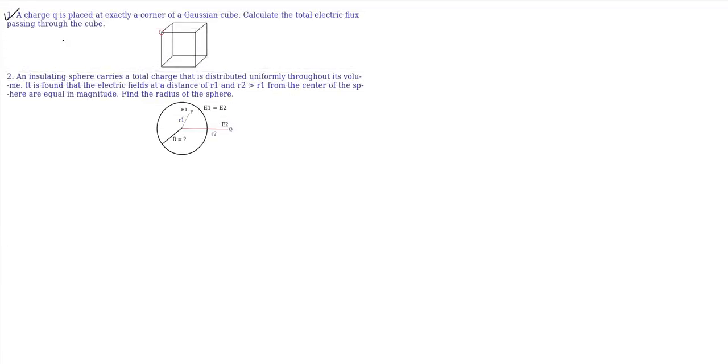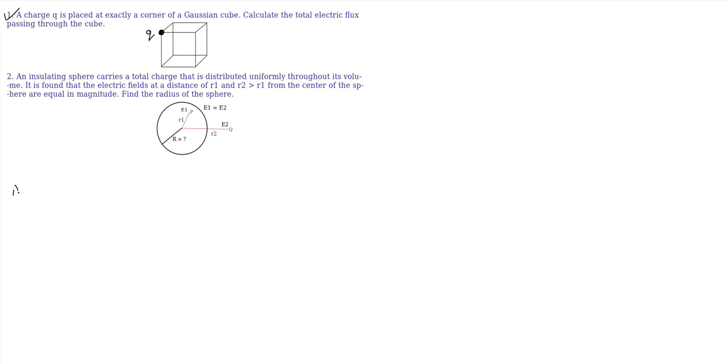Let's solve these two problems of electrostatics. The first problem says a charge small q is placed at exactly a corner of a Gaussian cube. Calculate the total electric flux passing through the cube. So in this diagram, suppose this is the charge small q present at a corner of the cube, and we have to find the total electric flux coming from this cube.